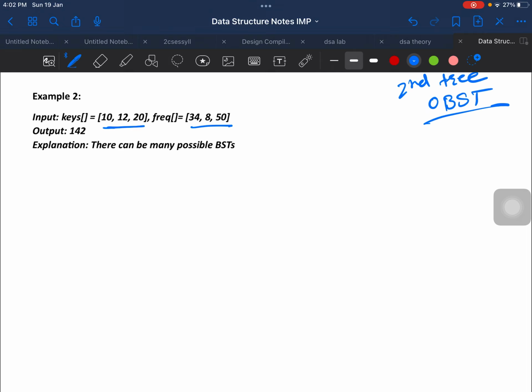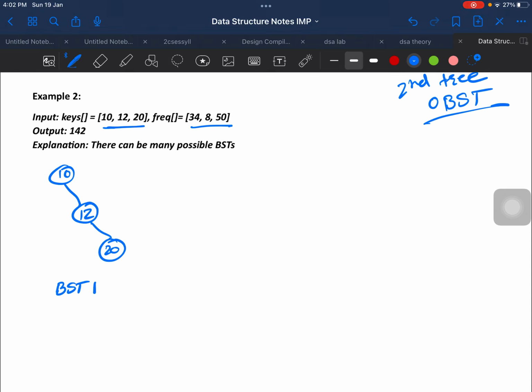So first of all, we are considering 10. We draw 10 here, then after that 12. 12 is greater than 10, so we draw 12 on the right hand side, and then 20. 20 is greater than 12, that's why we draw 20 on the right hand side of the 12. So this is the first BST.